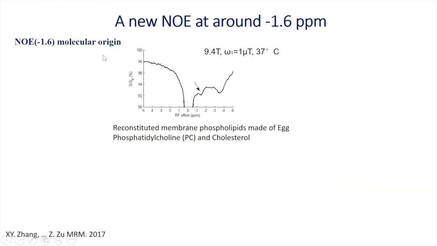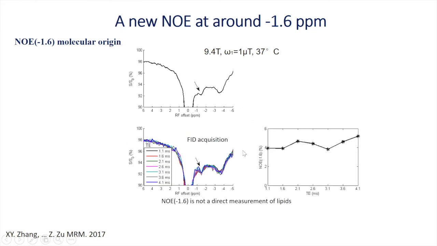And then we performed a study on a phantom. This is reconstituted membrane phospholipid made of HPC. And we found the dip at around minus 1.6 ppm. And we also found the dip at minus 3.5 ppm. But some people may say that this may be a direct measurement of the choline lipid, but not through NOE. So we also performed additional studies.